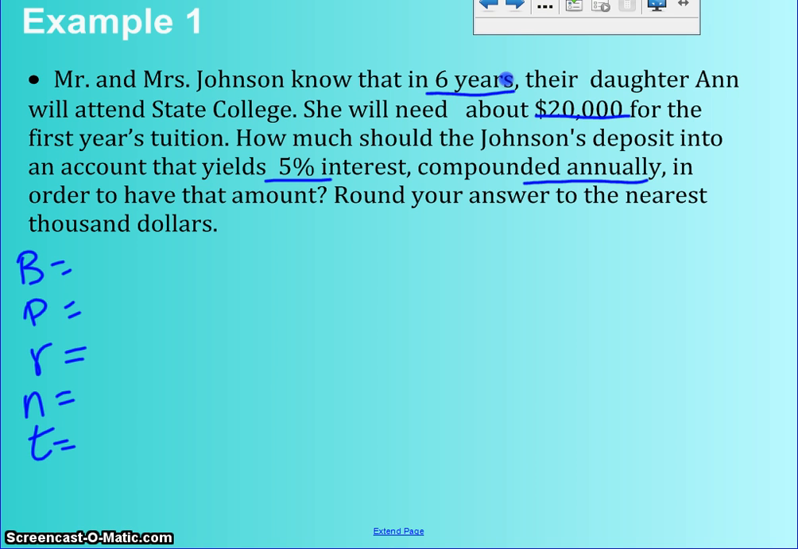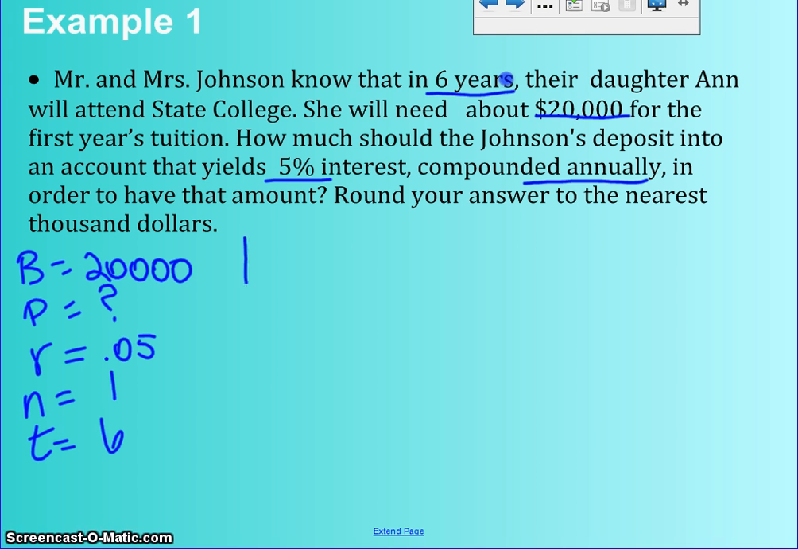and they all still mean exactly what they have in the past. B is ending balance, P is principal or beginning balance, R is rate as a decimal, N number of times compounding, and T time in years. So we're looking at a $20,000 final balance. We don't know the principal. The rate here is at 5%, and it compounds annually, and we're looking at 6 years.